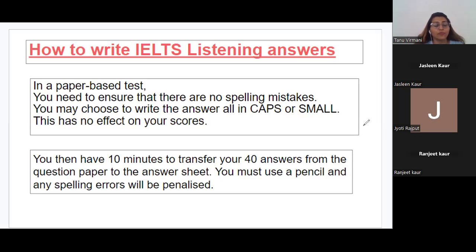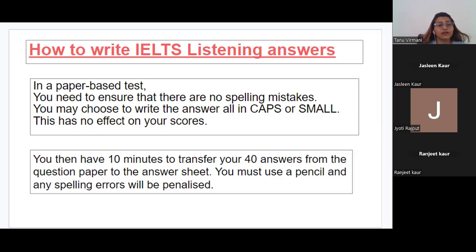Just follow the same format for all 40 answers, because you then have 10 minutes to transfer your 40 answers from the question paper to the answer sheet, right? You must use a pencil and any spelling errors will be penalized, right? If you make any spelling errors, then you will not get marks. If you're writing the correct answer, but the spelling is not correct, then no marks.